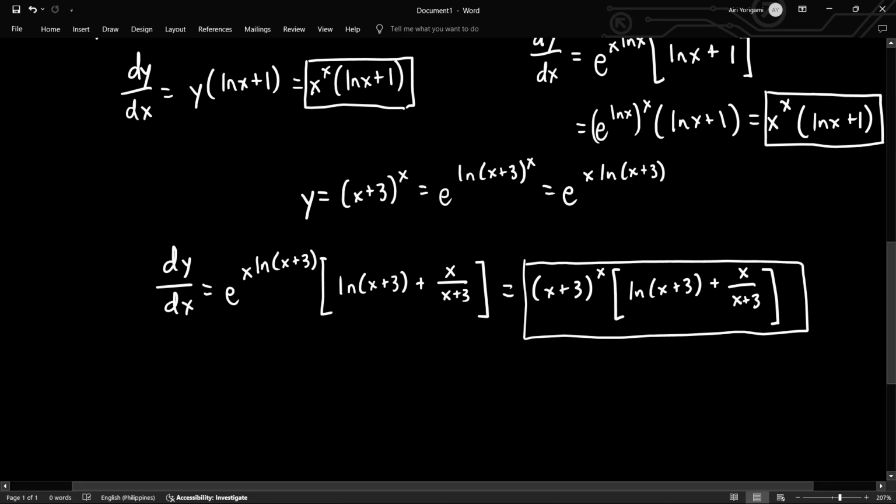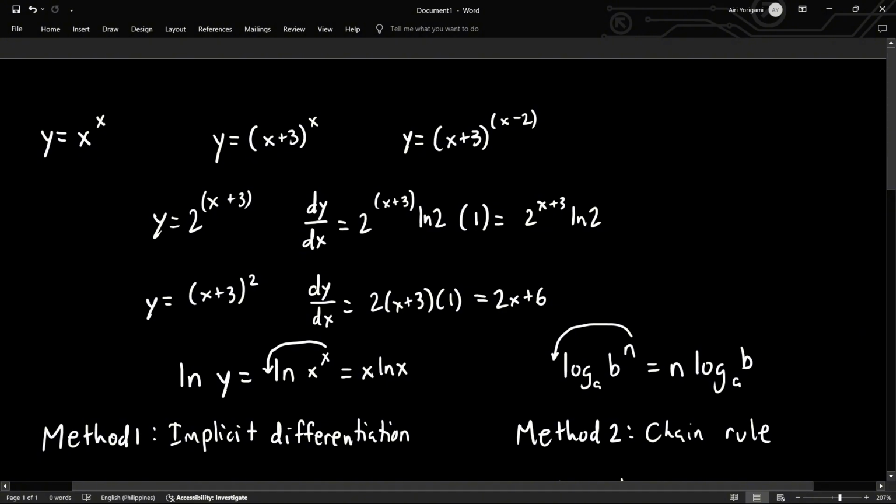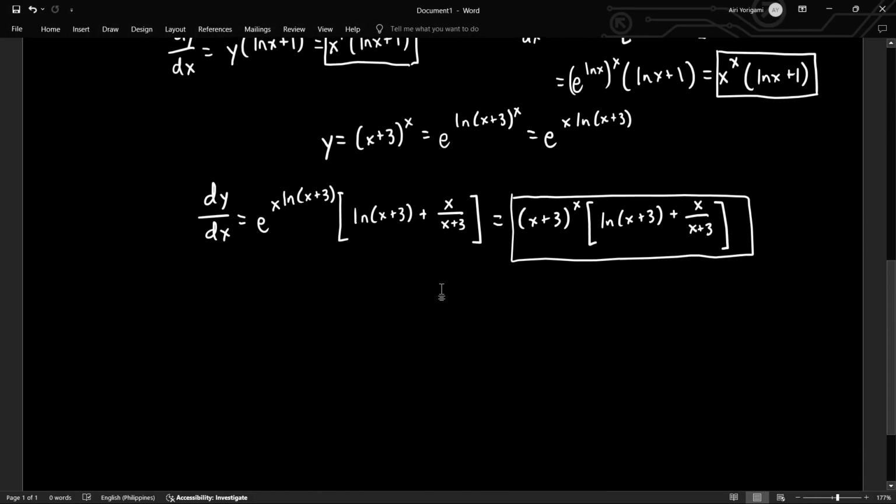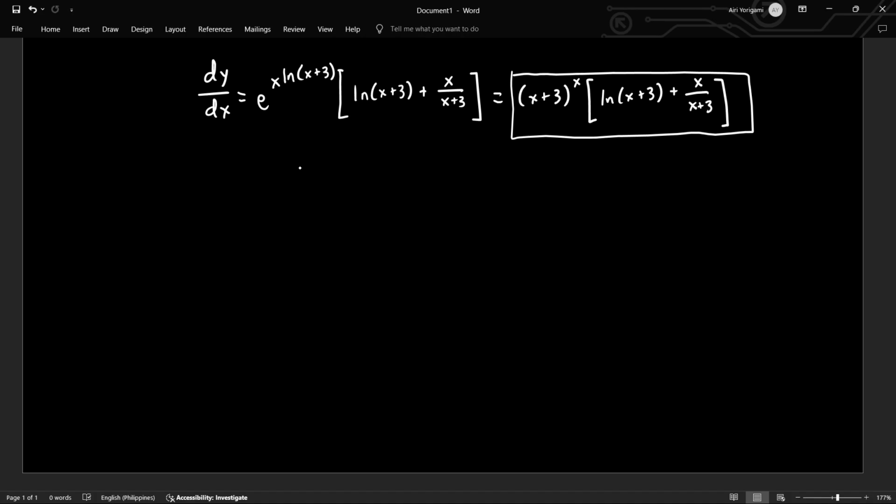Last, let's use the given of y equals x plus 3 raised to x minus 2. This time, let's use implicit differentiation for this. So this would be 1 over y times dy over dx is equal to, this now becomes x minus 2 times ln of x plus 3. Okay?